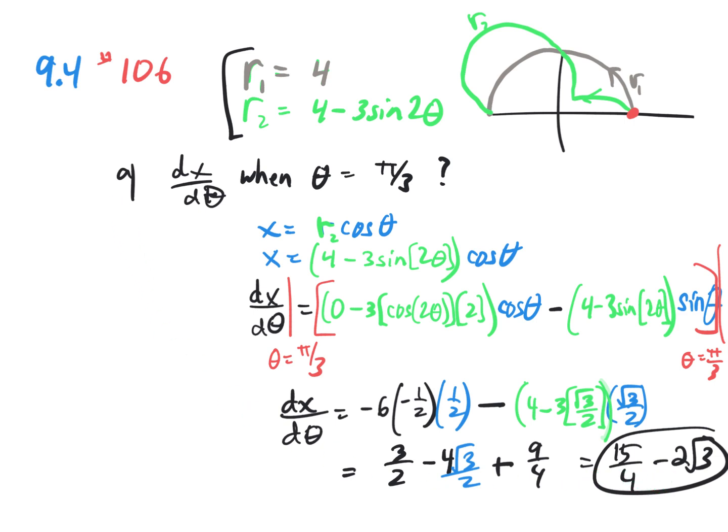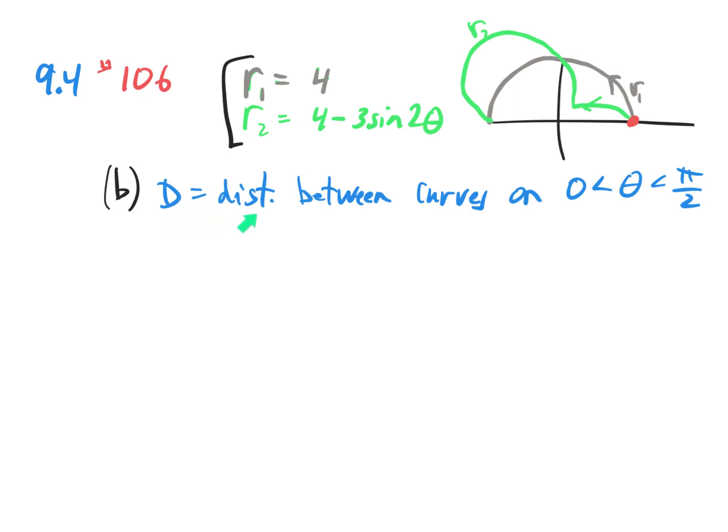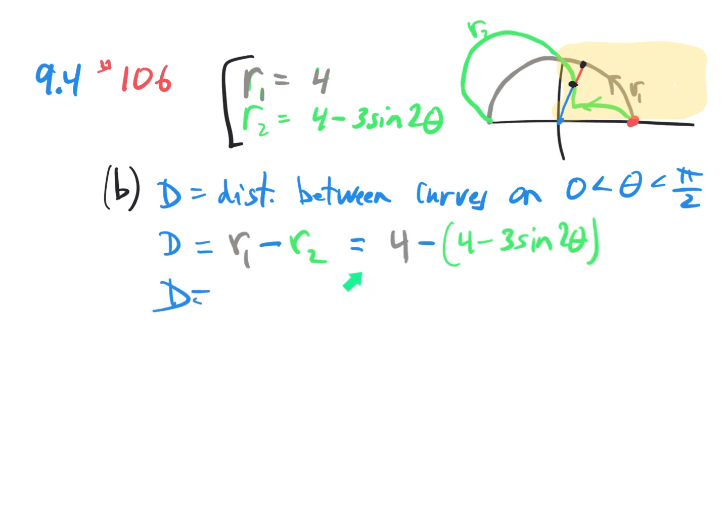Onward to part B. All right, they're asking about the distance between the curves when theta is between 0 and pi over 2. So that's just quadrant 1. We can see that R1 is further away than R2, so we could say that the distance between these curves is that distance minus this distance. Or in other words, 4 minus that expression. And that simplifies nicely to a distance of just 3 sine of 2 theta.